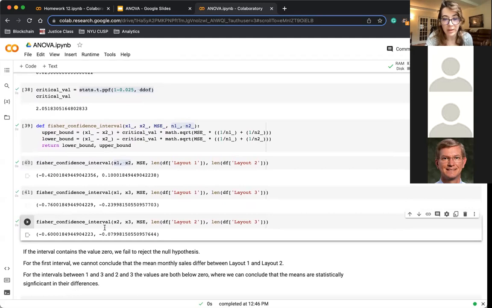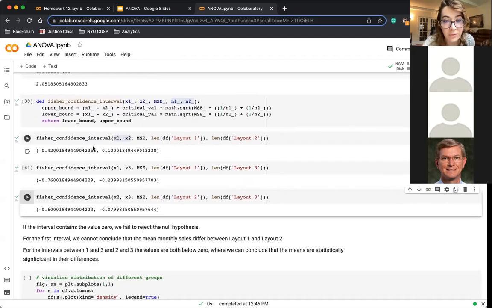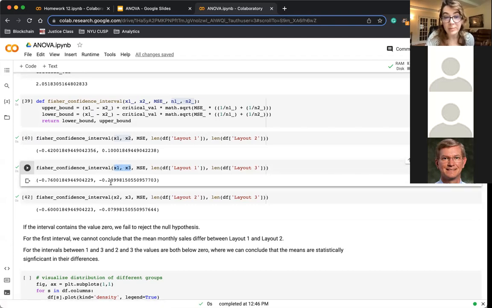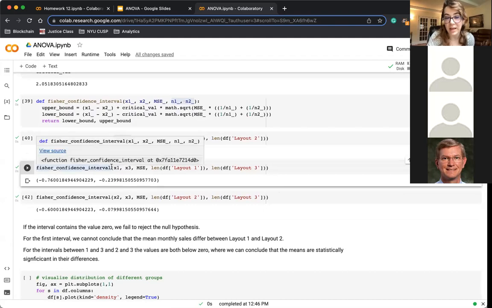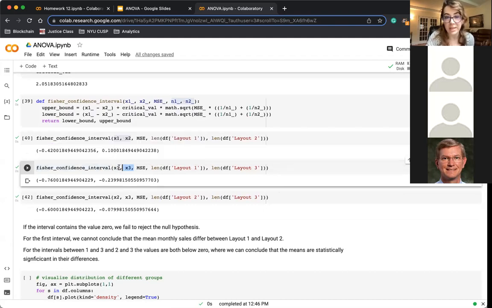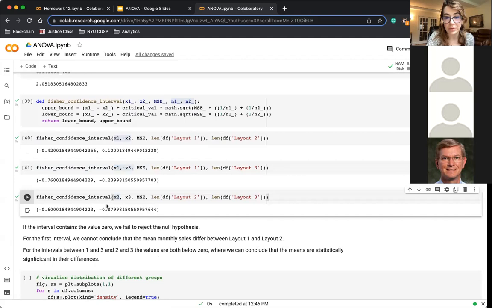So we would just take this output and compare if 0 falls in between the intervals, the exact same thing we did when we had the t-tests. In this case, for the difference between the first two means, you can intuitively see one is negative, one is positive, so 0 would fall between. So we cannot conclude that the mean monthly sales differ between layout 1 and layout 2. But if we look between 1 and 3, we see these both fall on the negative side, so 0 is not in between. This test gave us evidence to reject the null hypothesis, so layout 1 and layout 3 are statistically significantly different. And the same thing for 2 and 3, because 0 doesn't fall in between.